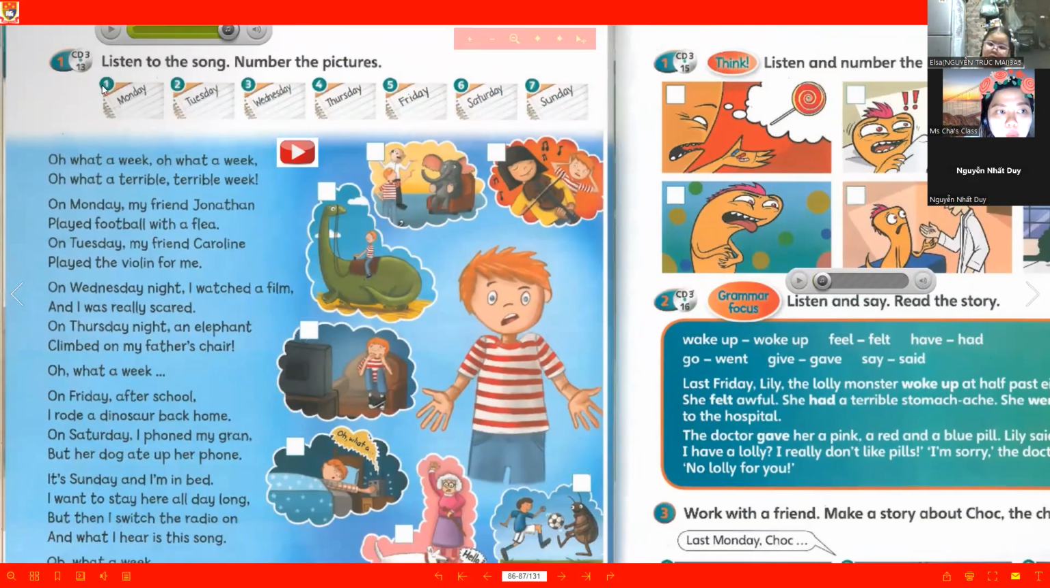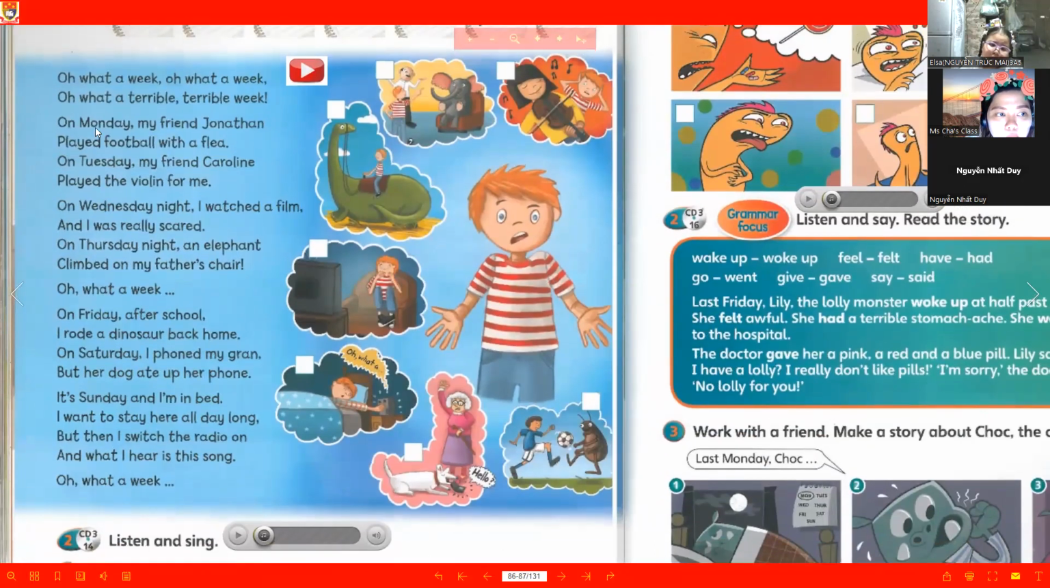Now, Elsa, according to what you have read, I want you to put numbers. Number 1 is going to be Monday. All right, the days of the week. Which do you think is number 1? It says on Monday, my friend Jonathan played football with a flea. Which one do you think is in the photo? Kindly use your marker. All right, good. How about number 2? It says on Tuesday, his friend Caroline played the violin for him.